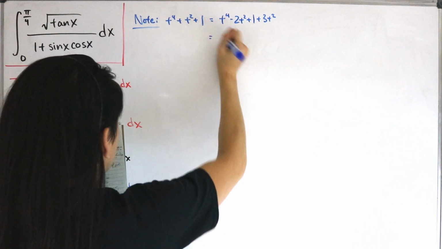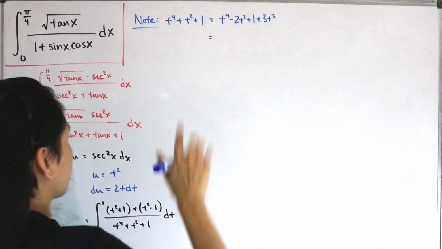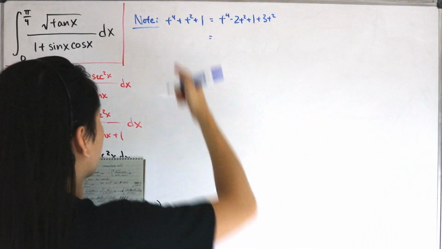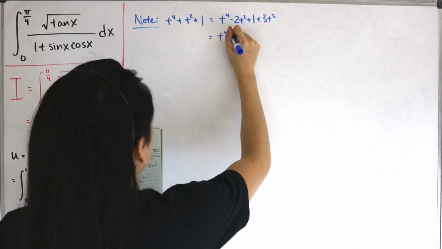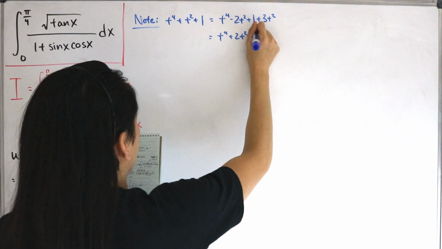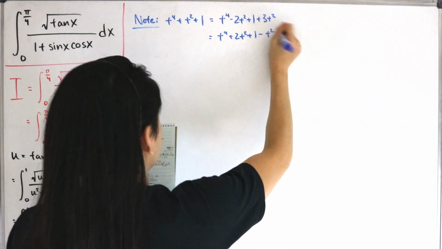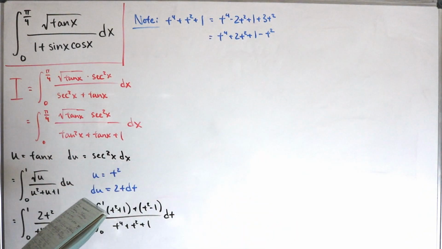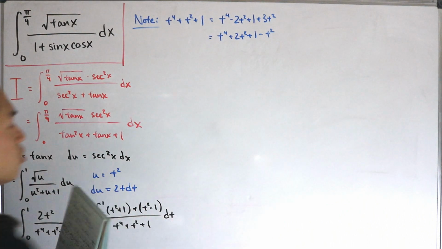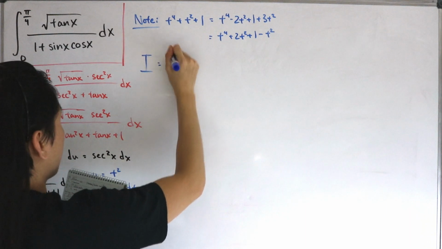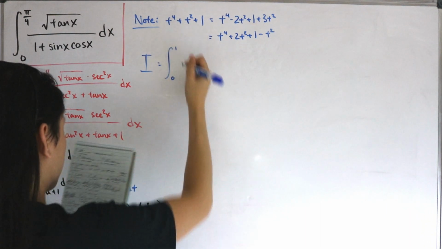And another way you can write this, and this is very important for why I'm writing a second identity for our original denominator, is t to the power 4 plus 2t squared plus 1, and then subtract t squared. With this identity, we're going to break this up using the linearity of the integral. So first I'll write capital I, and now we're breaking this up into 2 separate integrals, each with its own addition.